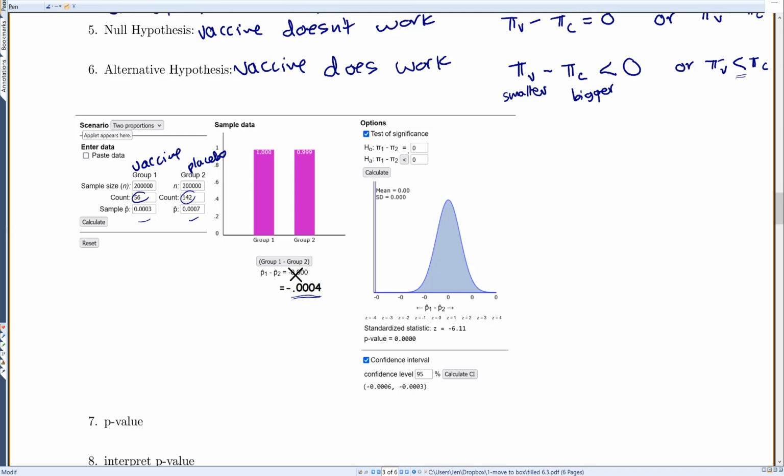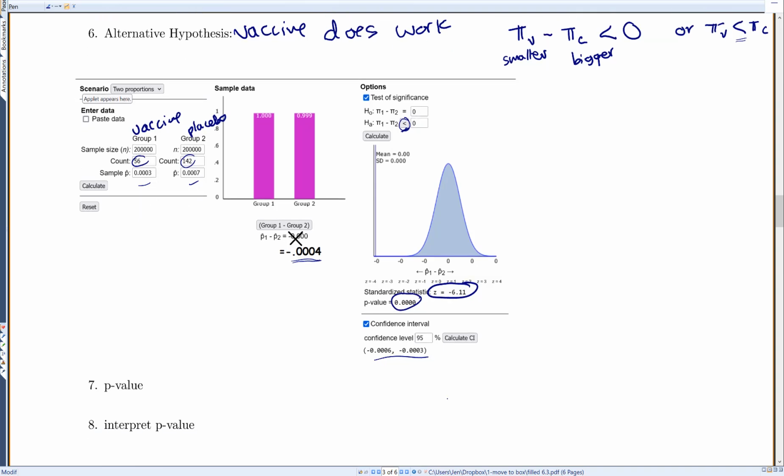For my test of significance, the null will always just be equal to 0. But right here we said that this should be a less than for my alternative, so we put the less than right here. Make sure you change that. It will tell you your mean and SD, again rounding them both to 0 because we're dealing with such small proportions. But it'll tell you my standardized statistic, and my p-value is basically 0, rounded to 0 as well. And it will give you your confidence interval if you click that box.